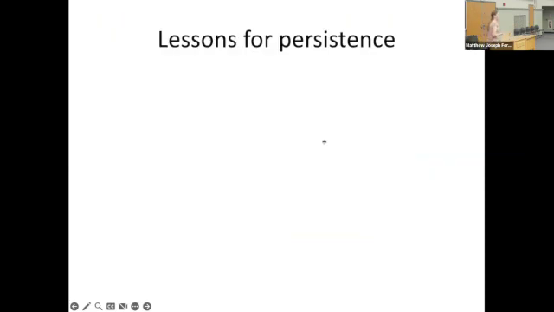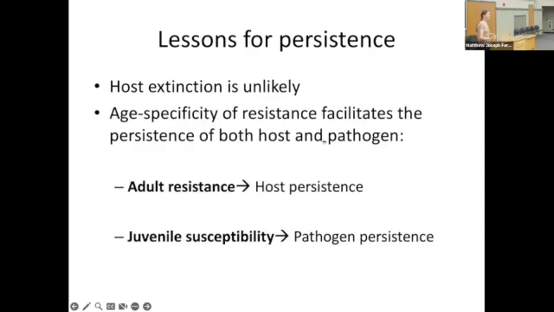So the lessons for persistence that we can take away from this Dianthus study are, one, host extinction is actually unlikely, despite all of the early warning signs that made it seem like that. And this age specificity of resistance is really important for facilitating persistence of both the host and pathogen. This high level of adult resistance is allowing the host to persist. This is why the hosts have not gone extinct, because they're incredibly resistant at the adult stage. But the high level of juvenile susceptibility that the plants maintain is allowing the disease to persist.